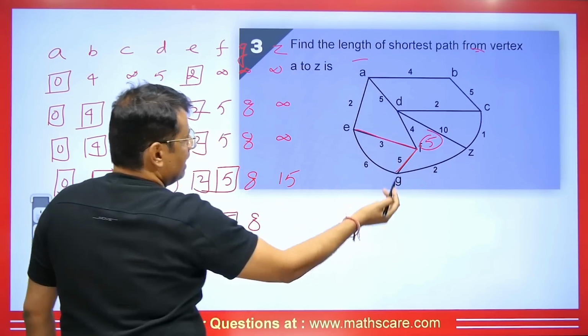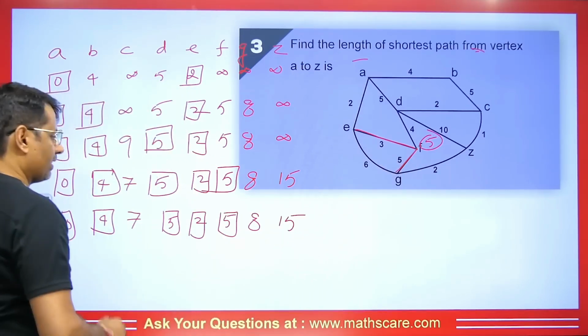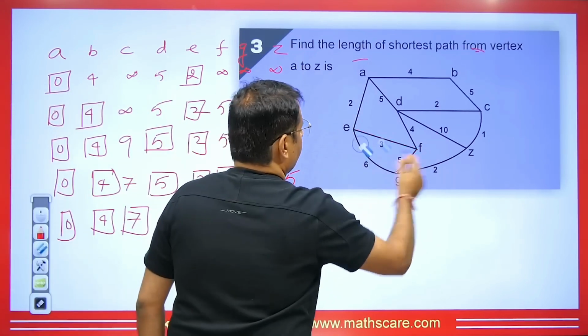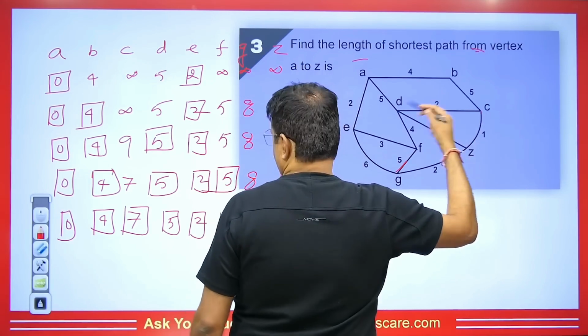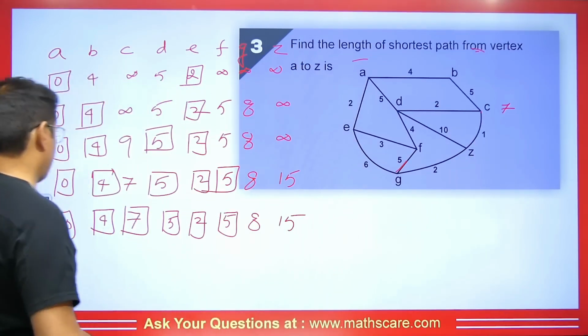Now from F to Z. See, here is no way to go to Z from F, so it will be 15. Now what is the minimum that we have? 7. So we reach to C. Yes, to C. Students, where will be C? Here this is C, right? And this distance will be how much? It is 7. Is this clear? It will be 7. Let's move ahead.